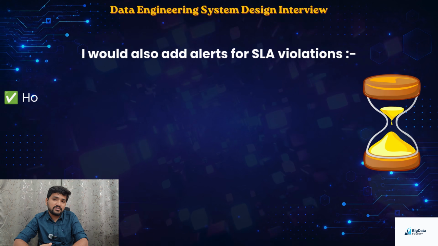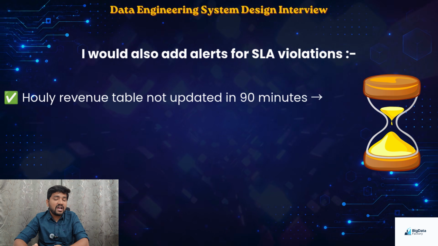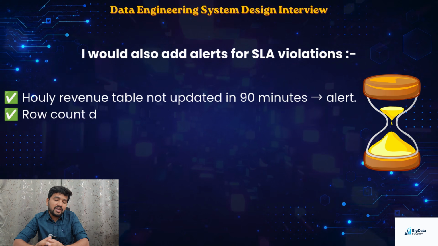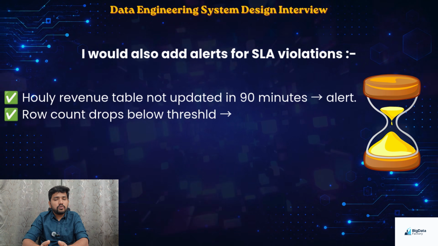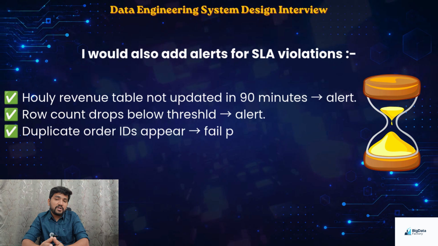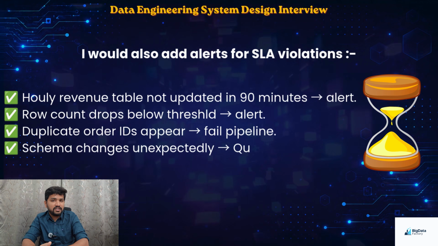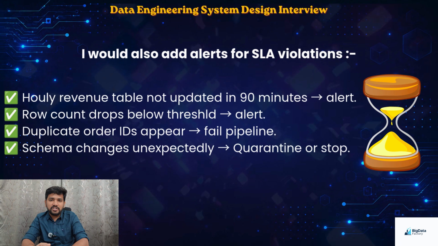Pipeline health tells me whether the jobs are running. Data quality tells me whether the output makes sense. Data freshness tells me whether the data is up to date. I would also add alerts for SLA violations. For example, if an hourly revenue table has not updated in the last 90 minutes, alert the data team. If row count drops below an expected threshold, alert. If duplicate order IDs appear, fail the pipeline. If schema changes unexpectedly, quarantine the data and stop publishing.